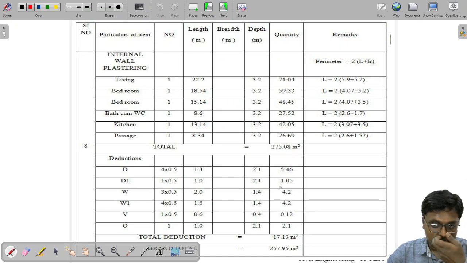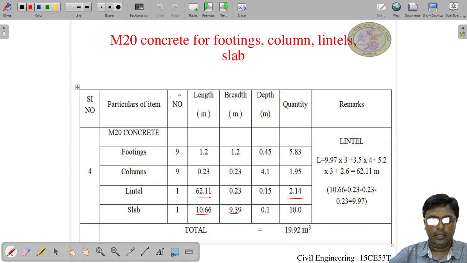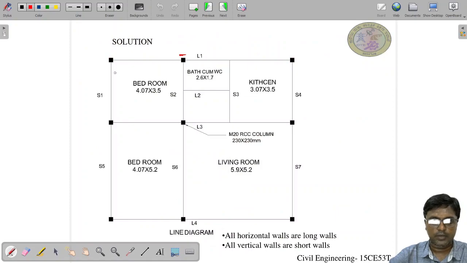Okay. Now let us come to the last item of this session. Again, this is also pretty easy. Internal wall plastering. We have to do plastering for the internal wall. We have done external plastering; external plastering is over. Now internal. So what to do for the internal plastering work? How to do the internal work? Simple. Just take the perimeter.